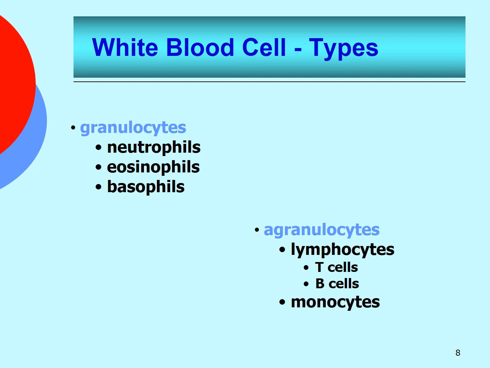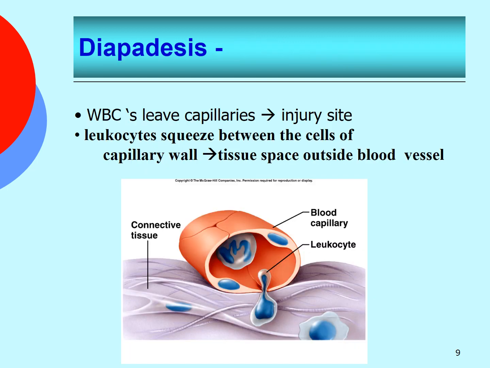Monocytes are a type of white blood cell that are able to leave the circulatory system to patrol the body tissues. Leukocytes can leave the circulatory system to patrol body tissue by a method known as diapedesis.